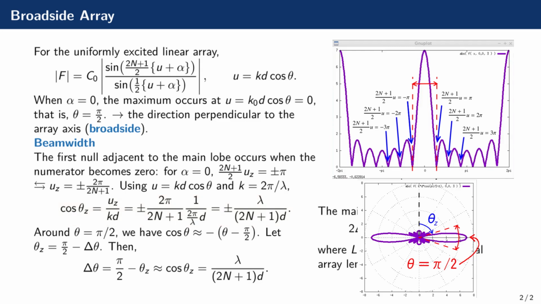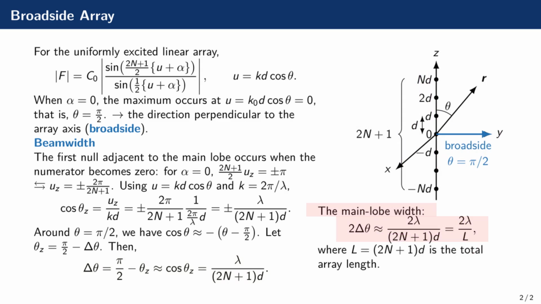Typically, the main lobe is narrow, so theta sub z is very close to the maximum angle pi over 2. So we may approximate cosine theta by its Taylor expansion around theta equals pi over 2, as given in this expression. Because the positive and negative sides are symmetric, we only need to consider the positive side. Let us therefore write theta sub z as pi over 2 minus delta theta. Then the deviation from pi over 2 is just delta theta. Substituting this approximation, we find that delta theta is approximately lambda divided by (2n plus 1) times d.